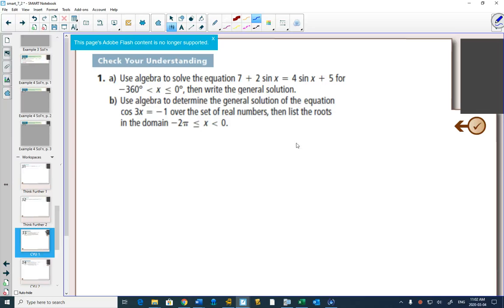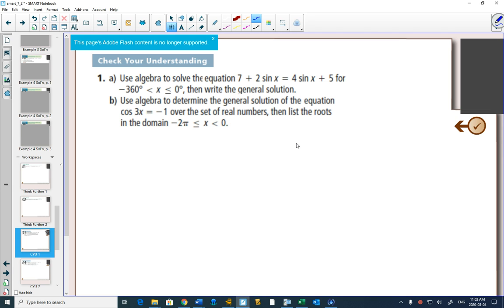Use algebra to solve. Now, the question starts with 7 plus 2 sine x equals 4 sine x plus 5. You want to solve for x. X is inside of sine. Whenever you're trying to solve for x inside of sine, you would first need to get sine by itself.